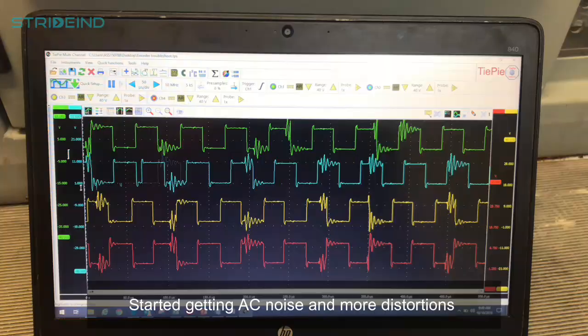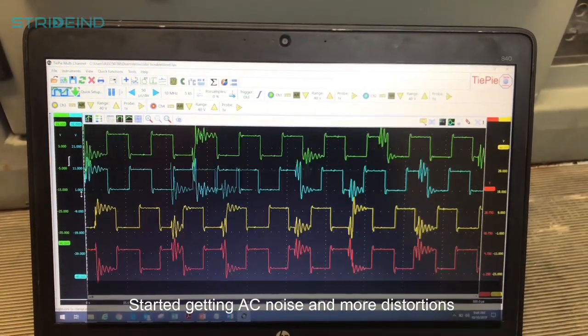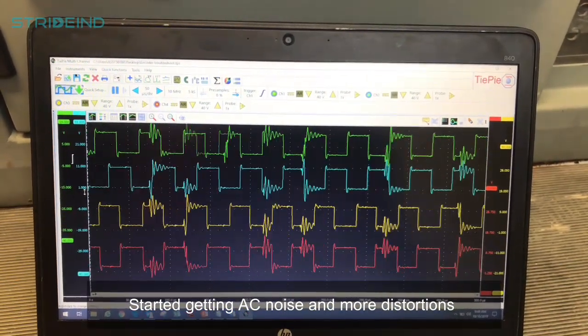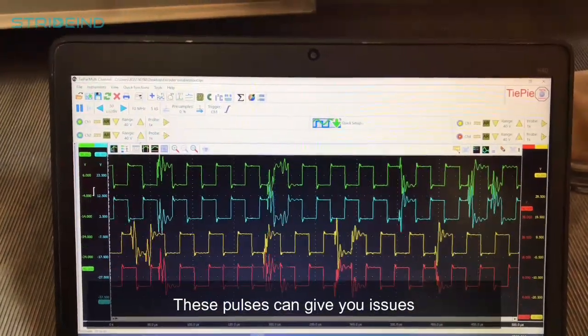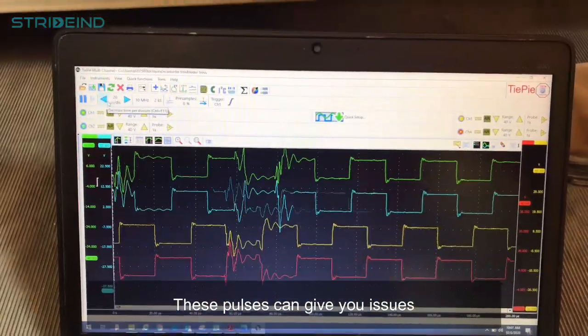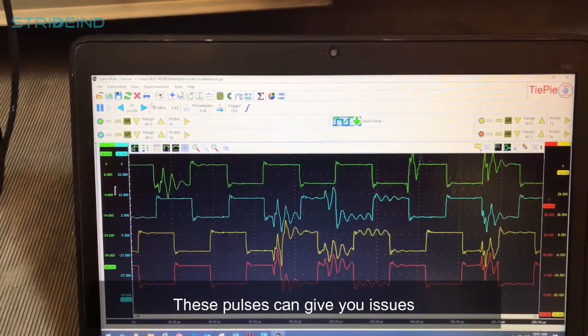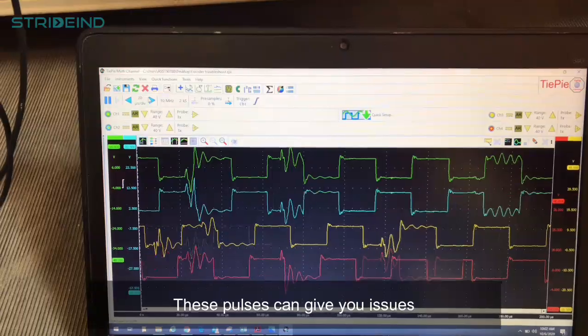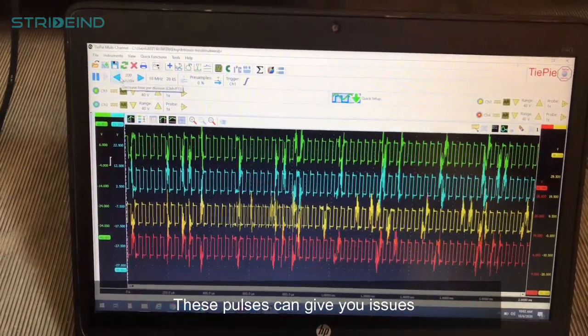This is getting AC noise. You can see it's like an AC wave passing over the pulses. These are not bad, not good. Like these are not good at all. These are really problematic pulses. These pulses can overlap and cause problems. This is, you can say, an acceptable level of noise.